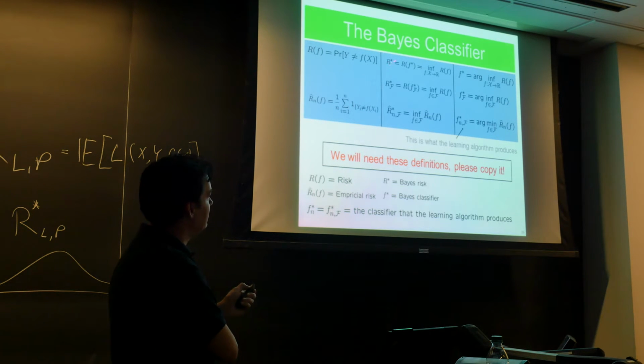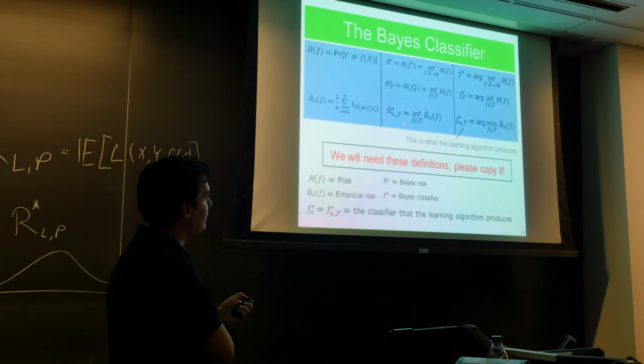The Bayes risk for a classifier is the minimum of the risks, defined by this, over all possible functions. The true risk in a function class F is the risk of a function f star F, where f star F is just the arg min of the risk in this function class F.